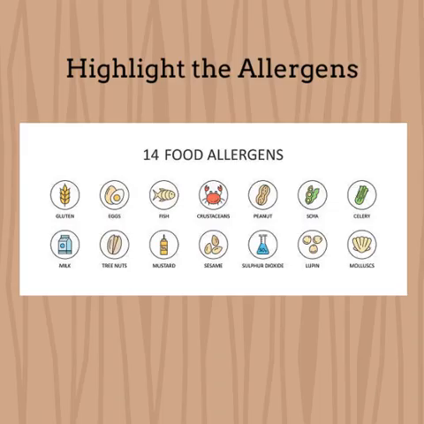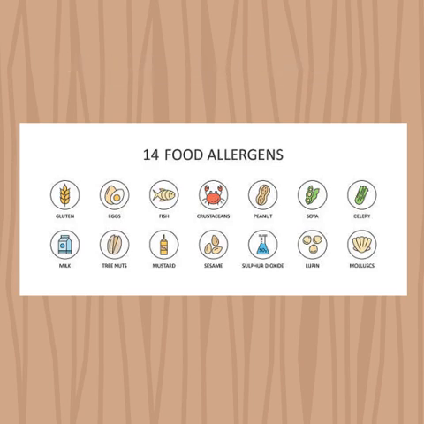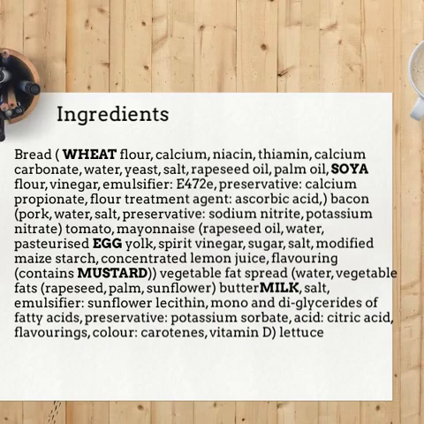The next task is to highlight any allergenic ingredients within your list. Within the UK there are 14 recognized food allergens. You will usually find these already highlighted within any pre-packaged products that you buy. Bold font is the most common way to do this, although capitals or different colors could also be used to make the allergen stand out from the rest of the ingredients.